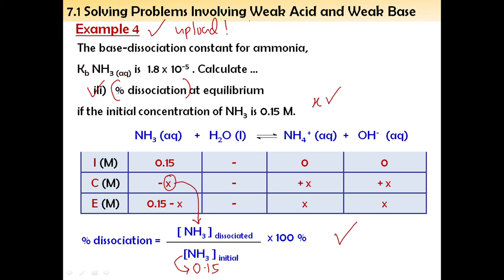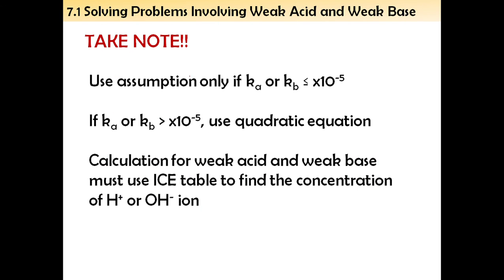So, kita pergi kepada ini yang saya nak awak ingat. Okay, assumption hanya kalau negatif 5 dan seterusnya. Kalau negatif 4, negatif 3 dan seterusnya, mesti guna quadratic. And for weak acid and weak base, mesti guna ice table. Mesti guna ice table. Okay, untuk calculation.